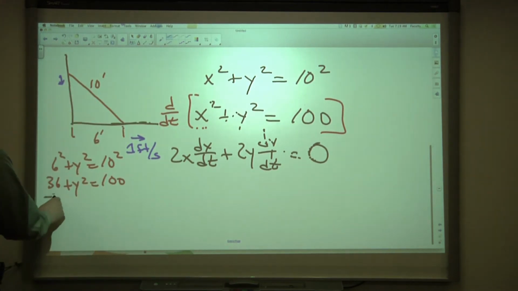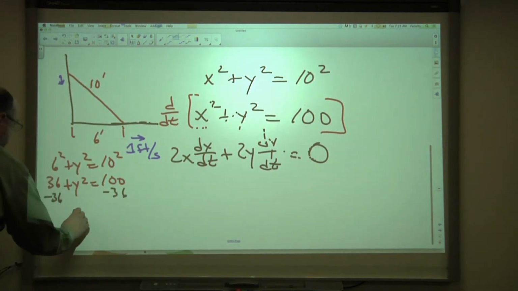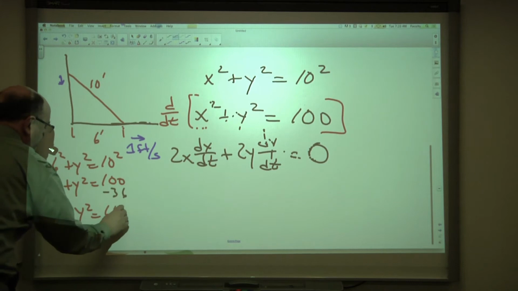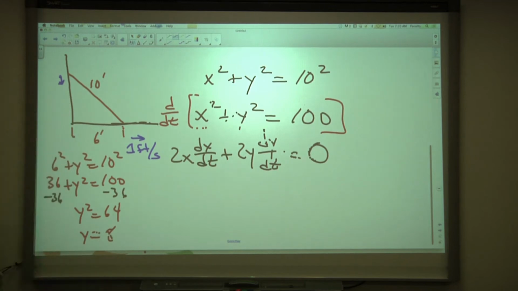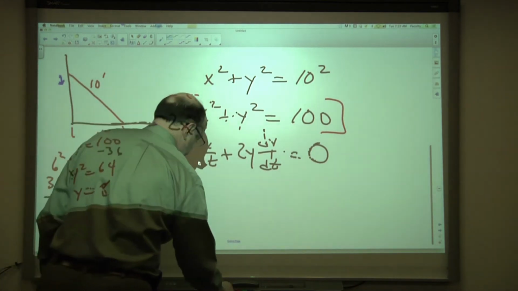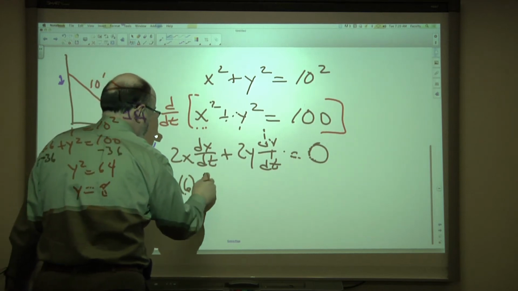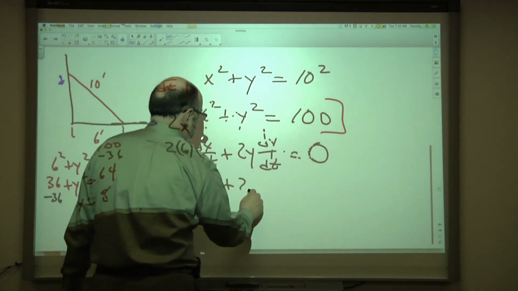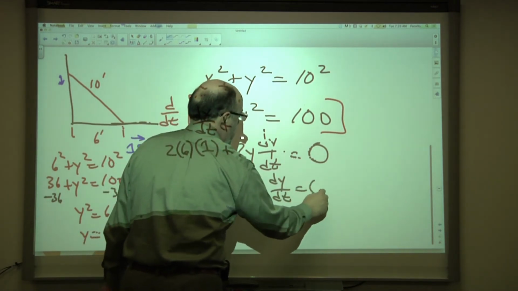Subtract the 36. So y squared is going to equal 64, and so y is going to be 8. Okay? So we know what y is. So now we can take our numbers that we have and plug them in, and we can solve for what we want, which is dy/dt. So we're going to have 2 times 6 times 1 plus 2 times 8 dy/dt is going to equal 0.